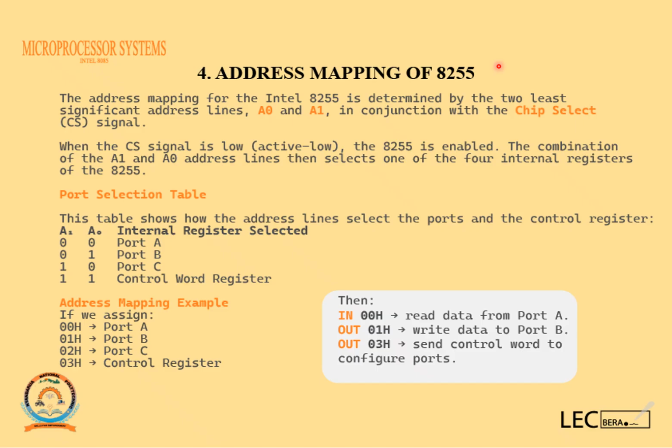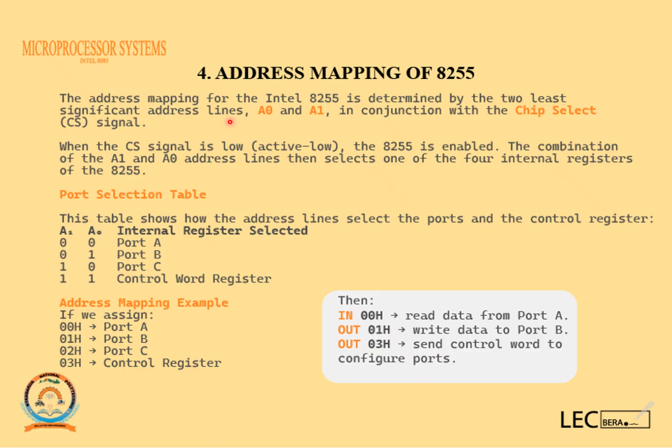How do you enable the chip? The microprocessor is going to drive this CS pin low. By driving this CS pin low, the chip is going to be activated.